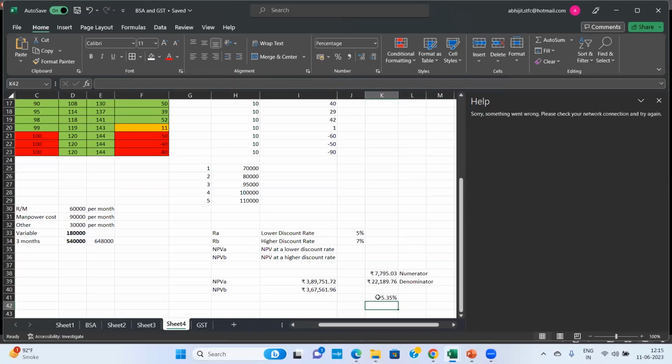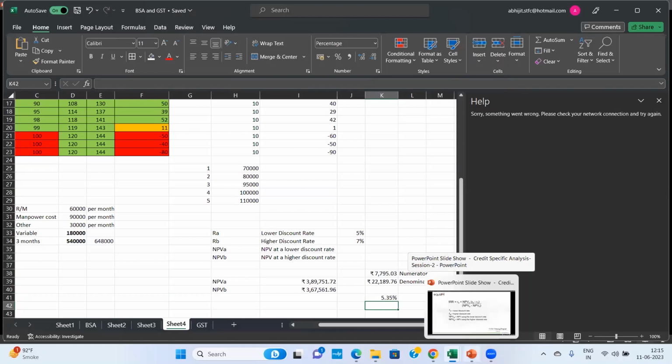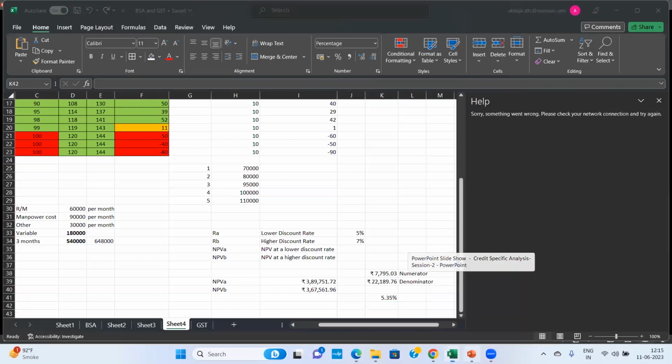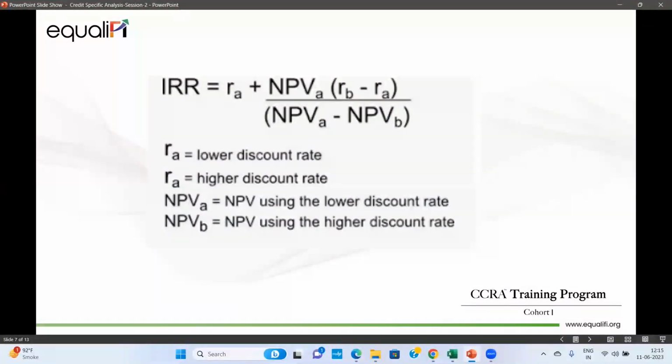So this is your IRR. Now the concept is clear. Is it clear to everyone how to calculate IRR? So now the formula is very much clear. Now it is at your fingertips. You can calculate IRR. However, in real life, we calculate IRR in Excel in a different way. All right.